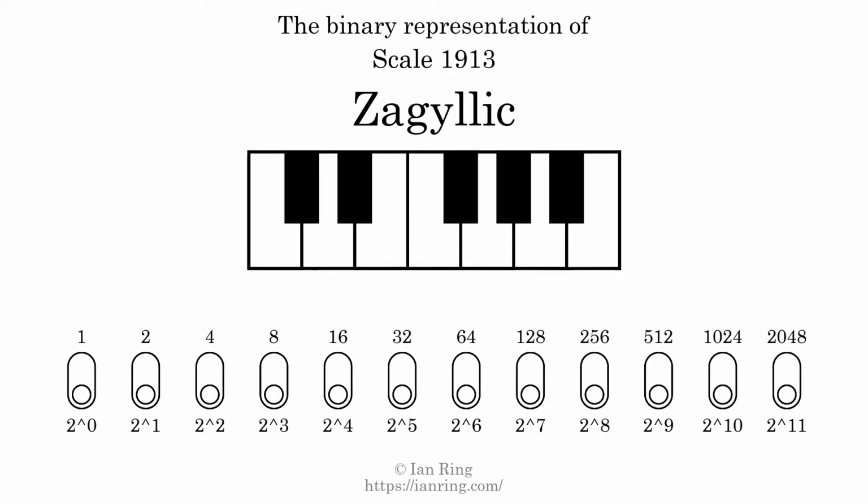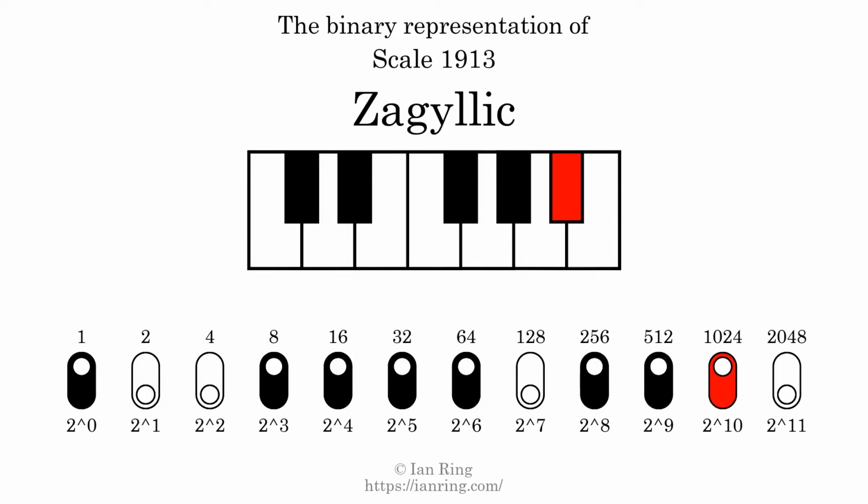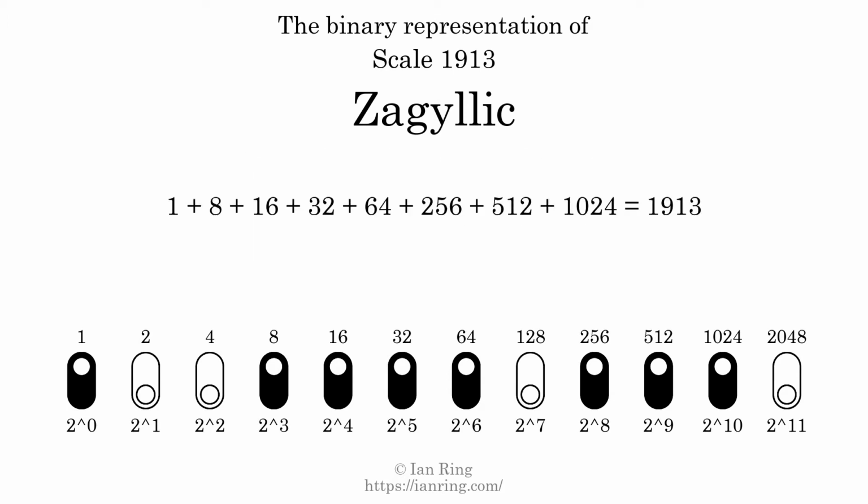The binary representation of this scale is determined by mapping tones of the scale to binary digits. Each binary digit represents a power of 2. To get the scale number, we add the powers of 2 together. The powers of 2 that are present in the scale, all added together, equals 1913. That is why the scale number, in decimal, is 1913.